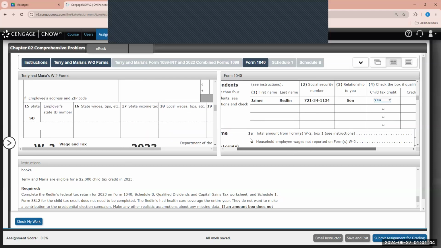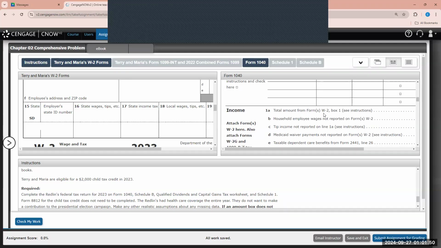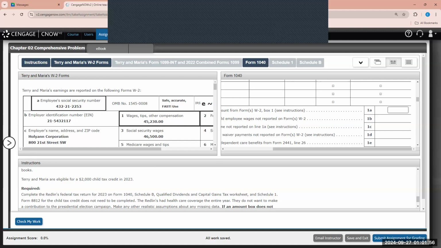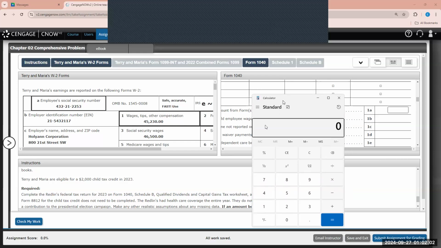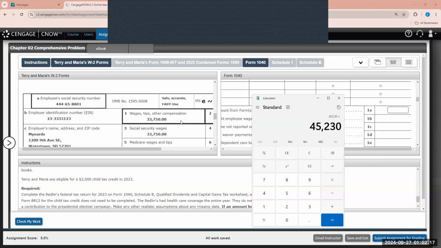So we know that for line 1a of the Form 1040, we report the total amount from Forms W-2, box 1. So if we look at the W-2 for Terry, the total amount for line 1 for Terry is $45,230. If we scroll down to Maria's W-2, the total amount of wages reported on line 1 is $33,750.